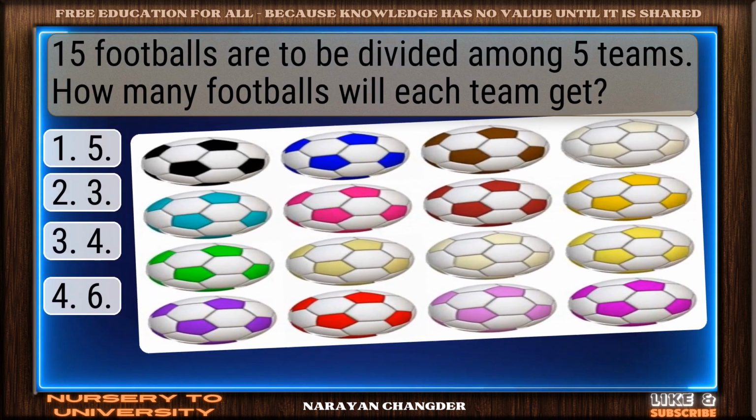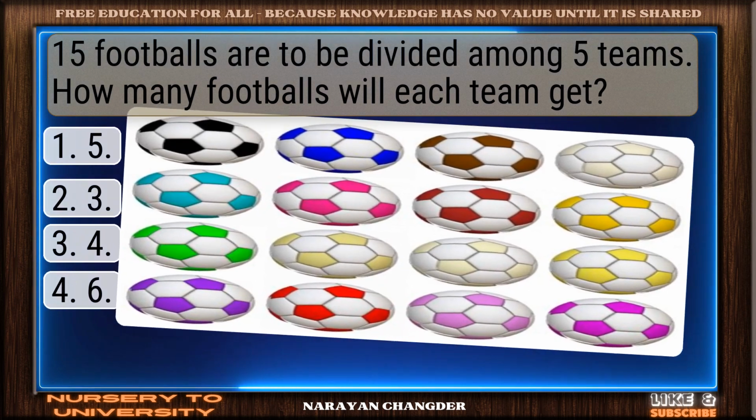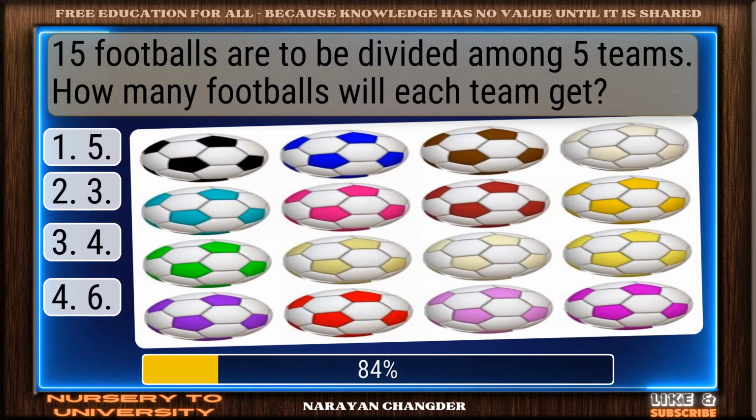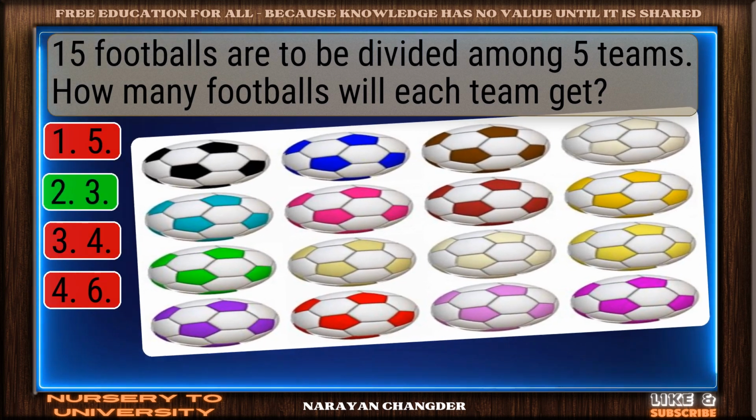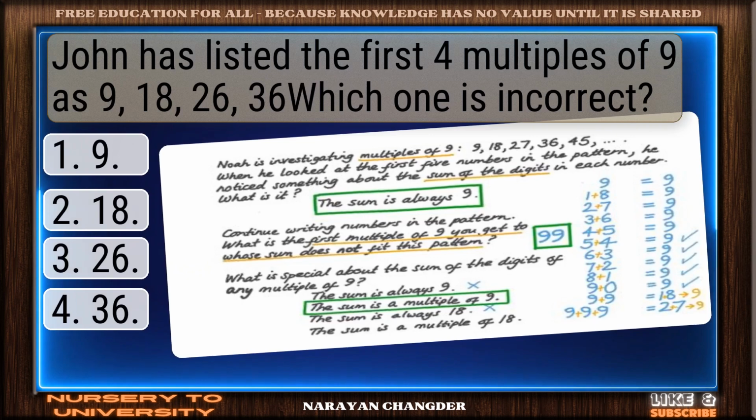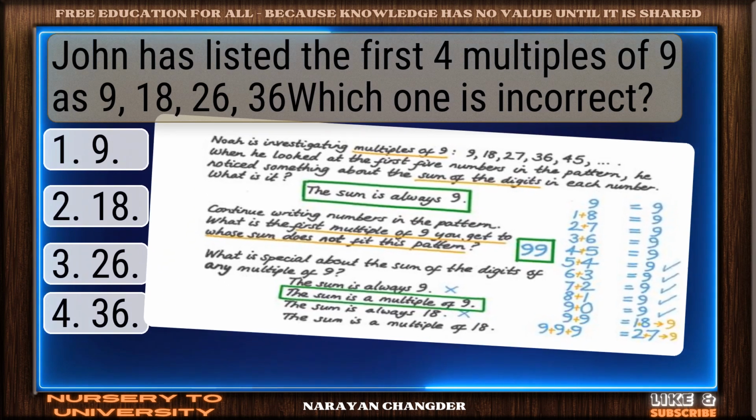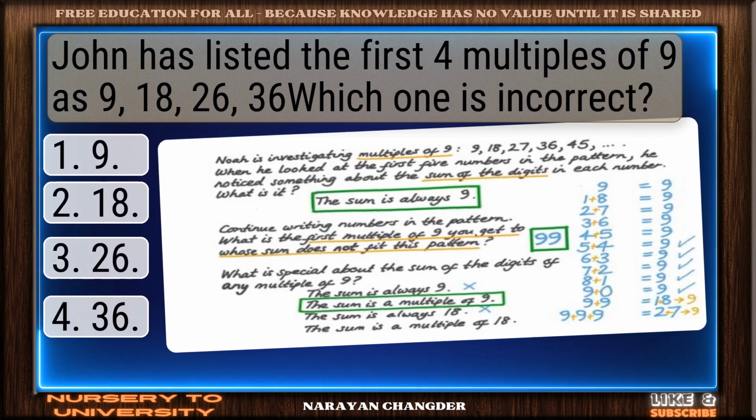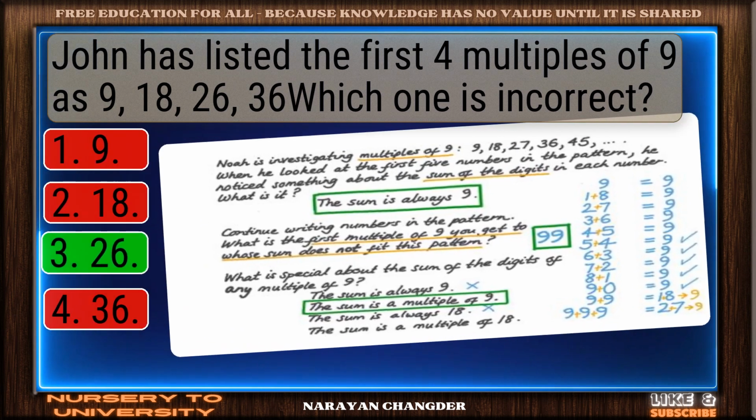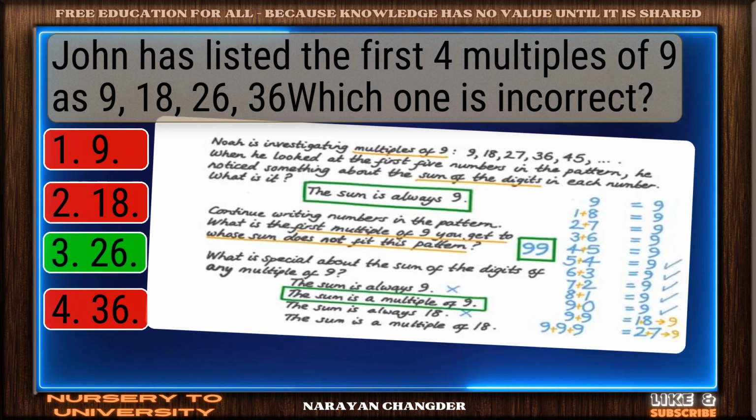15 footballs are to be divided among 5 teams. How many footballs will each team get? Nice work. You chose 3, and it is correct. John has listed the first 4 multiples of 9 as 9, 18, 26, 36. Which one is incorrect? Smart pick. 26 is the correct choice.